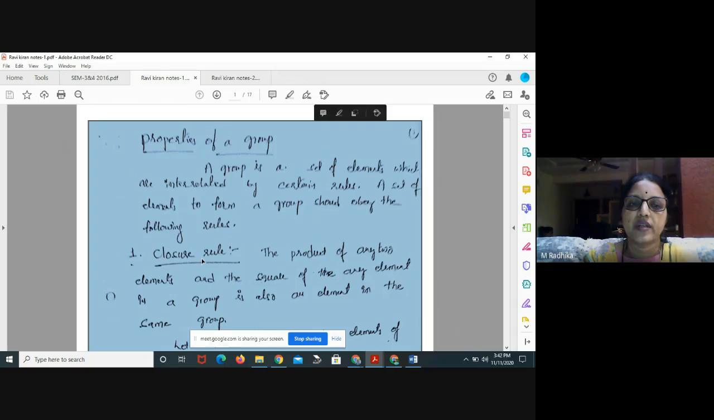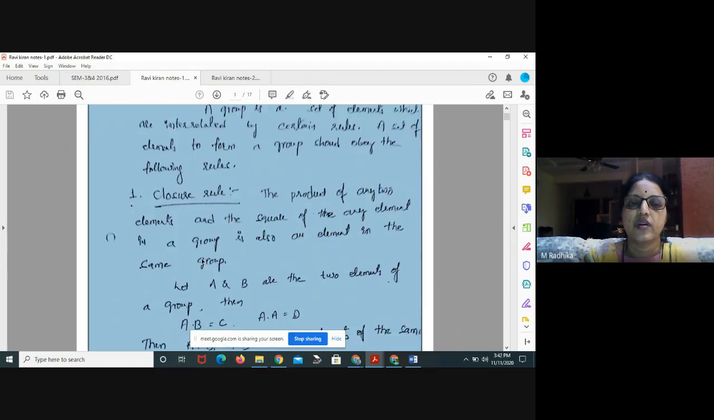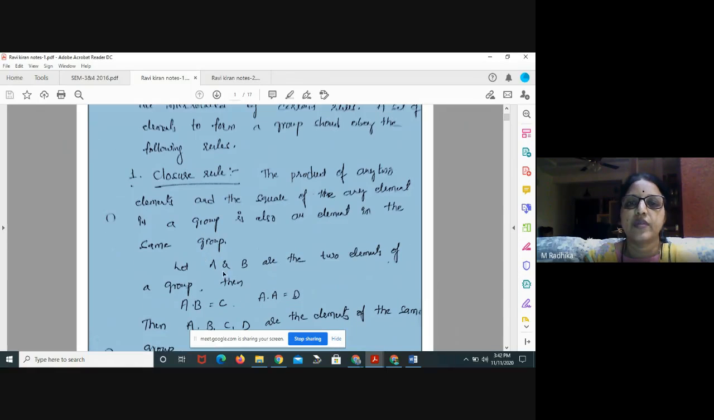When I'm talking about a closure rule, that is, if I am doing a product of element A and B, if I get a product C as an answer, this C should be a member of the point group, of the same point group. So if I do any two symmetry element product, whatever answer I am getting should also be a part of the point group. Suppose if I have the water molecule, what is the point group of water molecule?